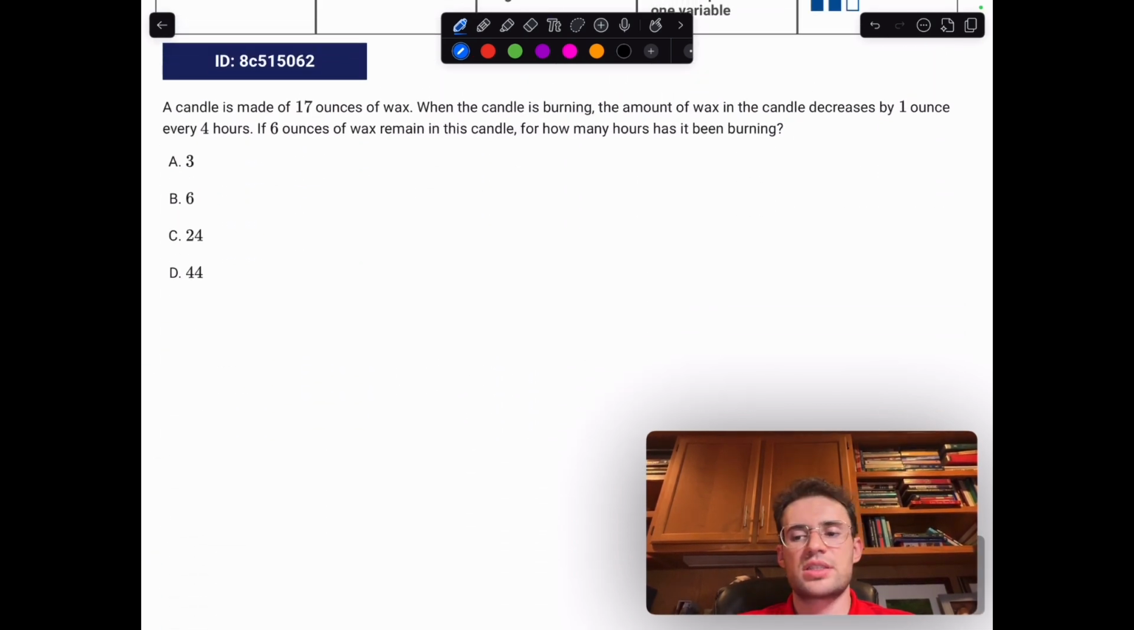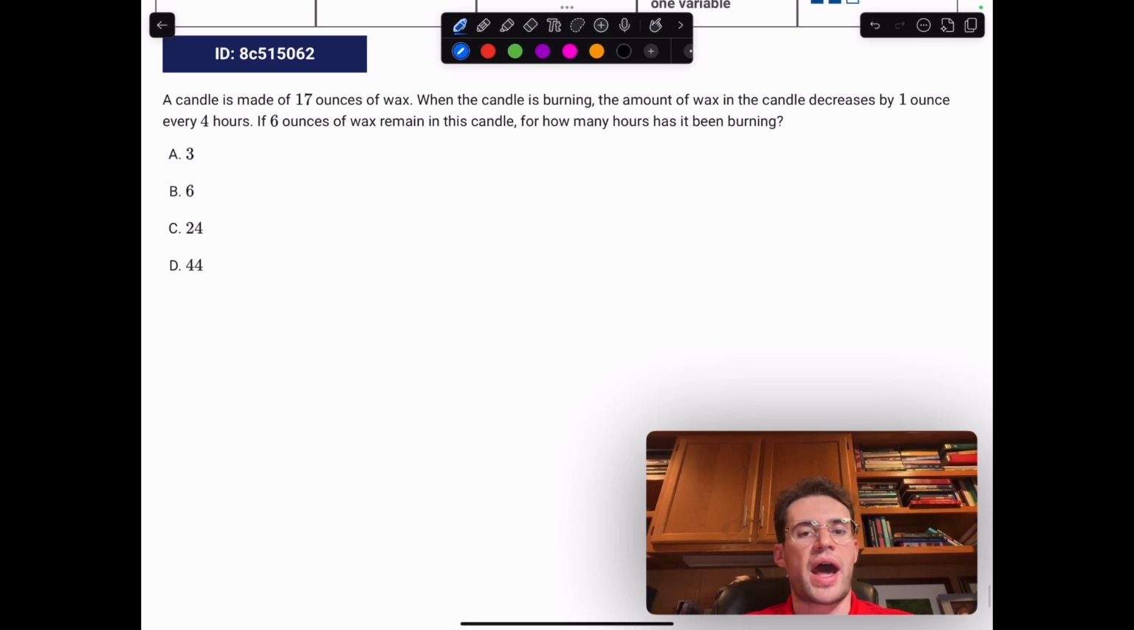A candle is made of 17 ounces of wax. When the candle is burning, the amount of wax in the candle decreases by 1 ounce every 4 hours. Okay, it's the same thing as the other one, which loses 1 ounce every 4 days. If 6 ounces of wax remain in the candle, for how many hours has it been burning?